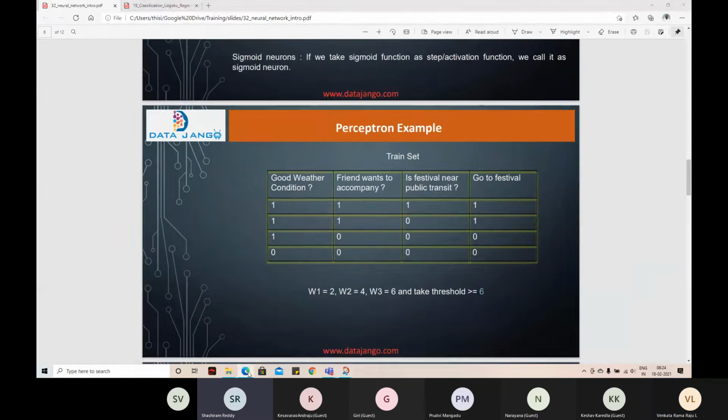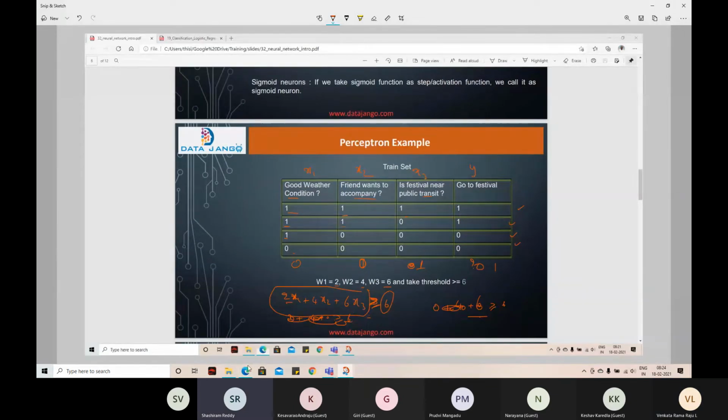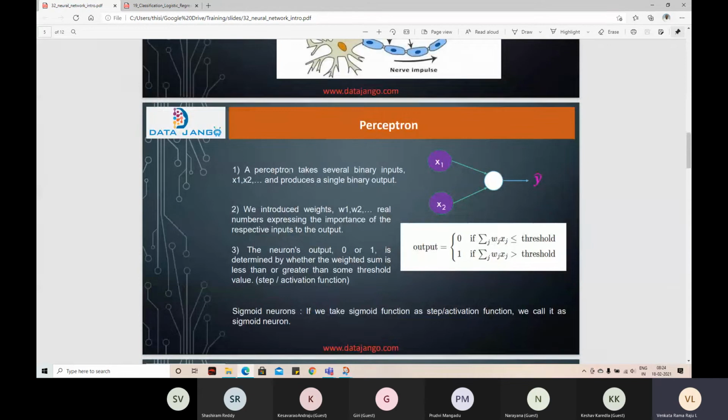So the output also always has only 2 classes. It's only 0 and 1. Binary. If you look at the definition here, a perceptron takes several binary inputs and produces a single binary output.